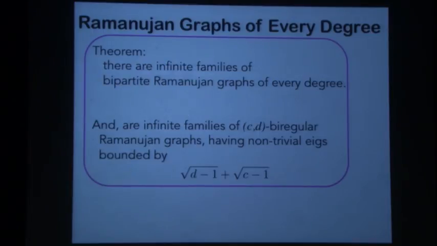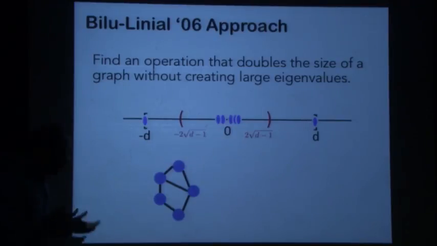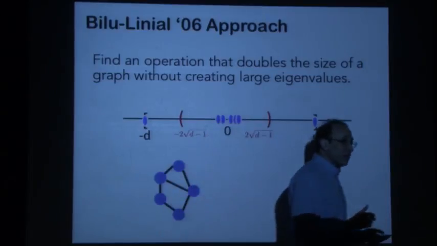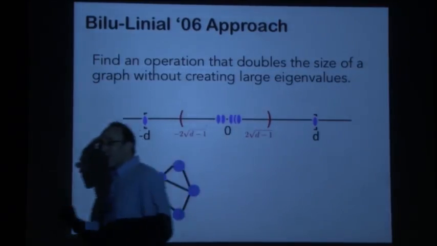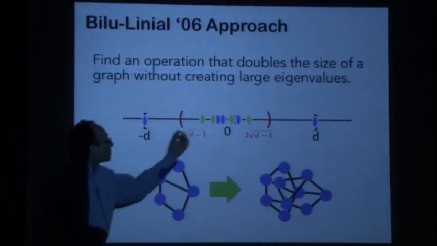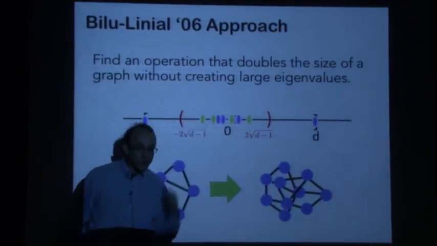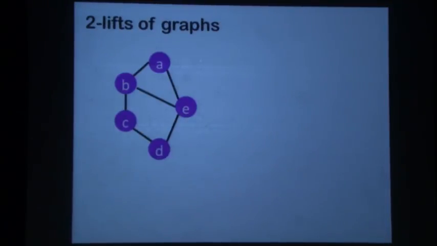Okay. So let me tell you how we're going to go about this. We're going to follow an approach suggested by Bilu and Linial. So the way to think about it is, let's say we have a Ramanujan graph. Like, the complete bipartite graph and the complete graphs are Ramanujan, they're just small. So you want to increase its size. So they said, can we find an operation that will, say, double the size of the graph without creating any new large eigenvalues? So think about it. I take the graph, I make it bigger, I get some new eigenvalues, but I want them all to stay within the Ramanujan bound. So they proposed a way of doing this, looking at a two-lift of a graph.